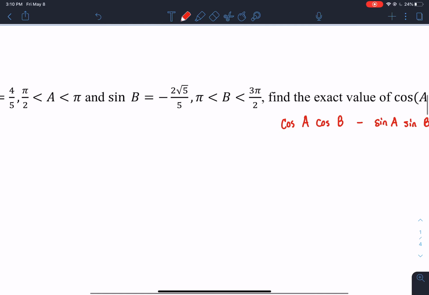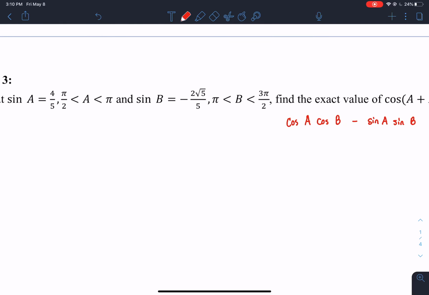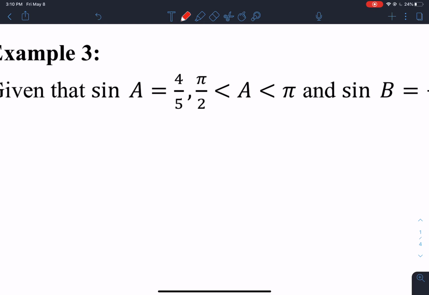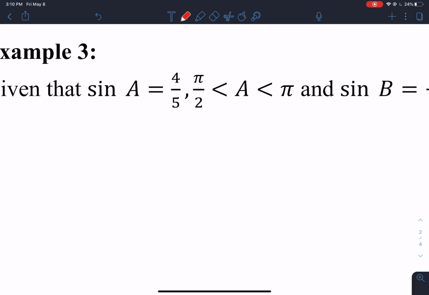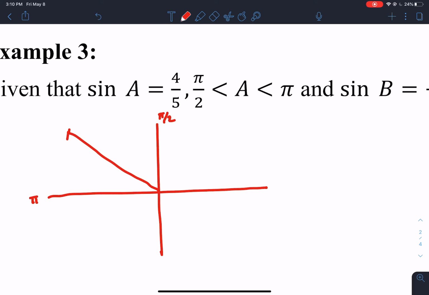So in order to solve this, I have sine of A and sine of B, but I don't have cosine of A or cosine of B, okay? So we need to figure those out first, all right? So draw it out to help you come up with the answer. So it says that A has to be between pi over 2 and pi, okay? So think about where that would go. Well, it's got to go in quadrant 2, okay? So draw out your triangle.